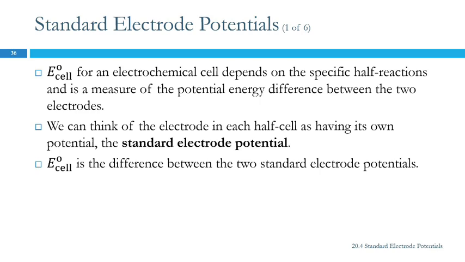Just like we can look at the ends of a river and say, well, this has a certain elevation and this has a certain elevation. Bigger elevation change, more water, the faster the water flows. Bigger potential changes, the faster the electrons are going to flow. So this standard cell potential here is the difference between the electrode potentials. Just like in elevation, it'd be the difference between the beginning and the end. This is the difference in the potentials.